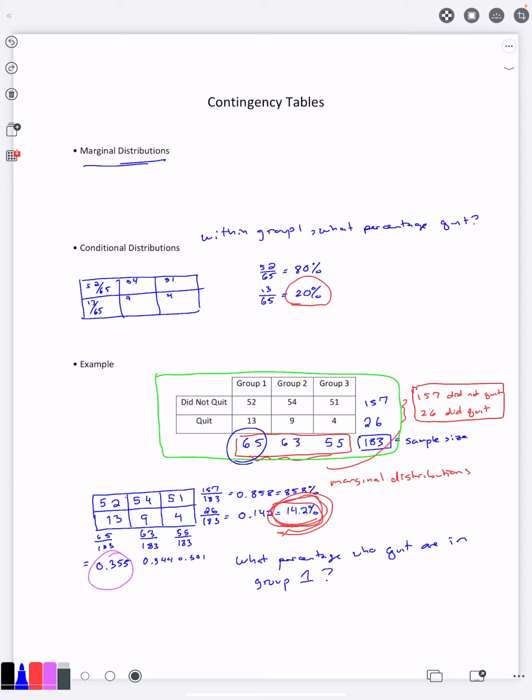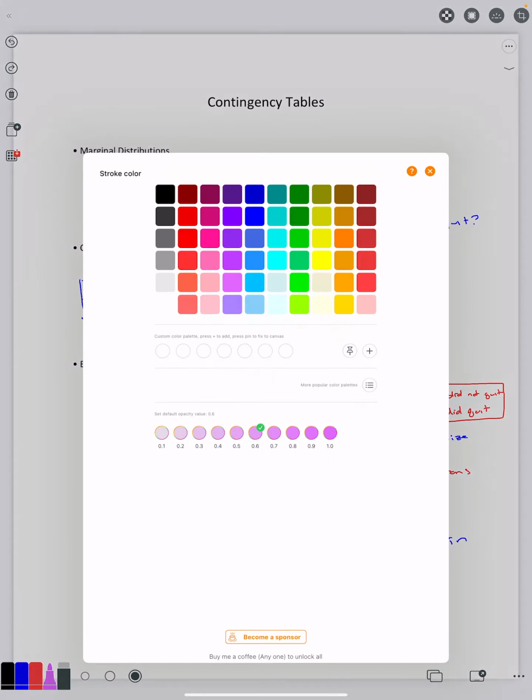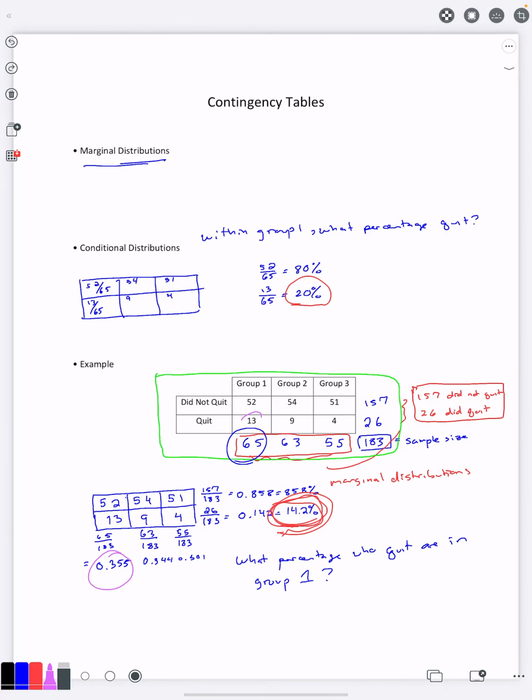So we take a look at the people who quit in group 1. There are 13 of them. And we have to divide by something here. So we need to see which group of people are we talking about. We are talking about the people who quit. So how many total people quit in this study? It is 26. So that means that 50% of the people who quit came from group 1.